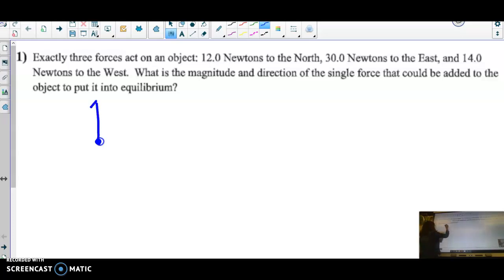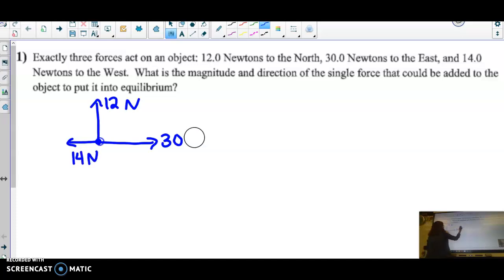There's 12 newtons to the north. There's 30 to the east. And there's 14 to the west. Okay, and we are trying to find the magnitude and direction of a single force that would put this into equilibrium. So first thing we need to do is find the net force from these 3 forces.